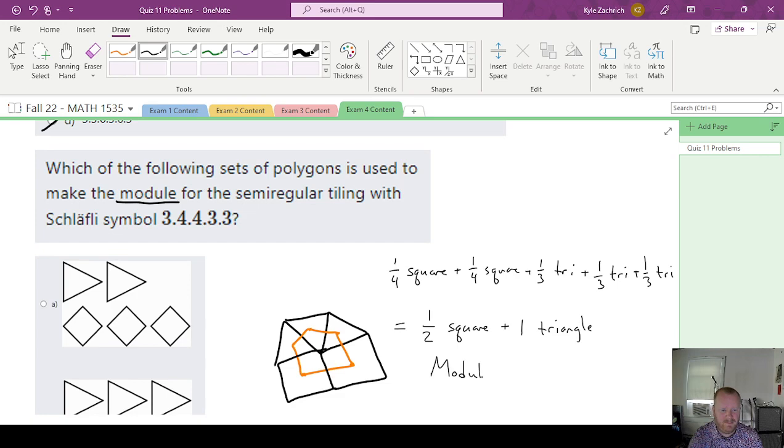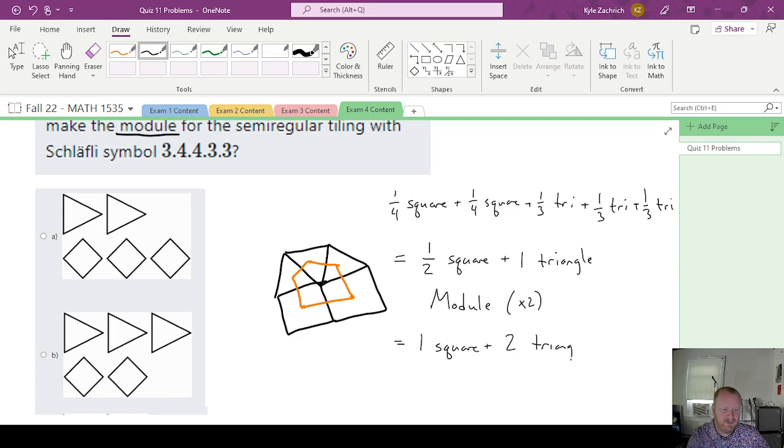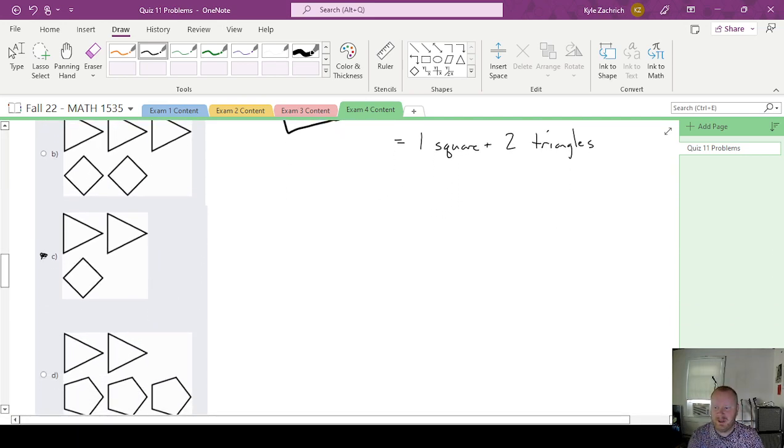But in order to convert to a module, we don't want any fractional pieces here. So I'm going to multiply this by 2 in this case. So whatever symbol it takes in order for you to not have any fractions on there. So if you've got a 1/3 and a 1/6 on there, you're gonna have to multiply everything by 6. But in this case, we multiply by 2, so we get 1 square and 2 triangles. If I multiply this by 2, I get 1, multiply this by 2, I get 2. So now I'm on the lookout for 1 square and 2 triangles. That's this one here.